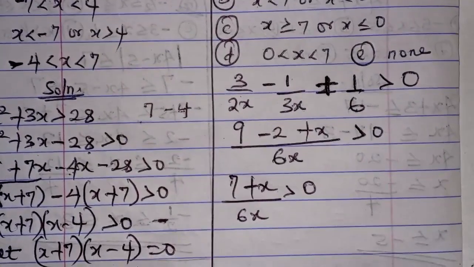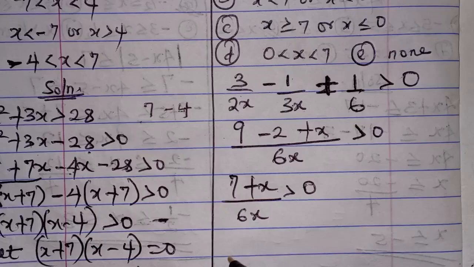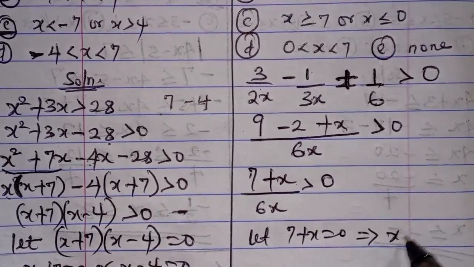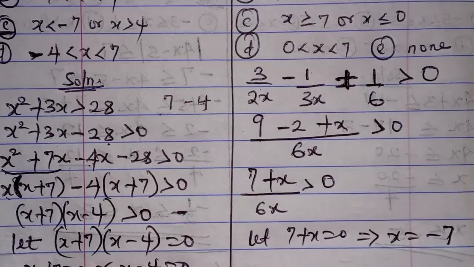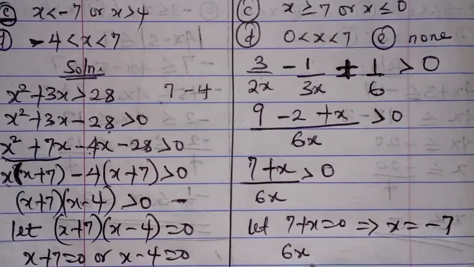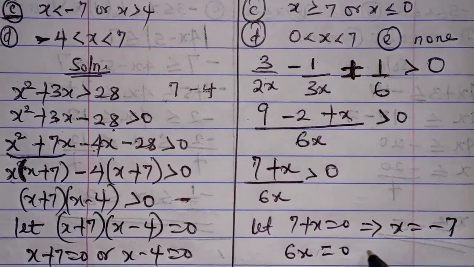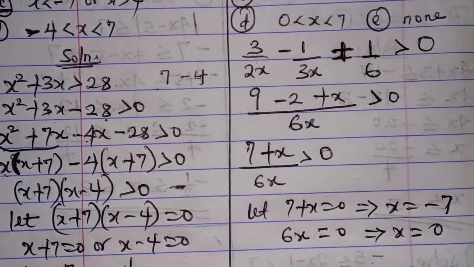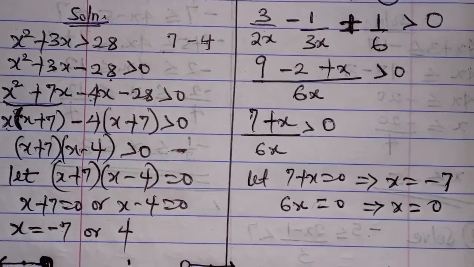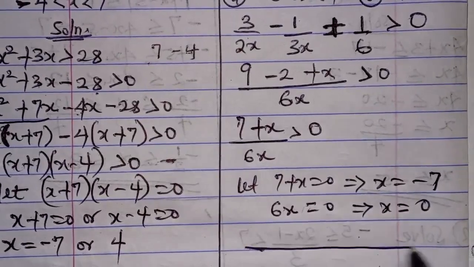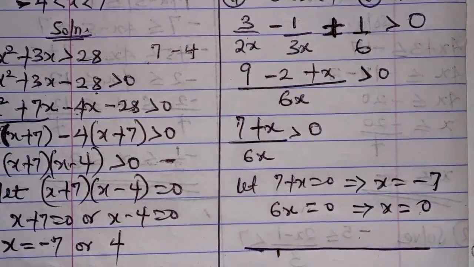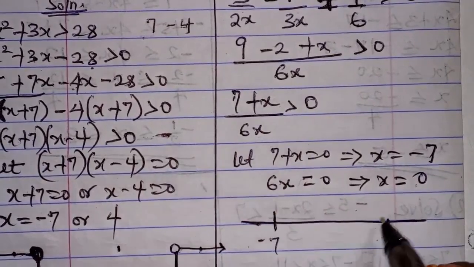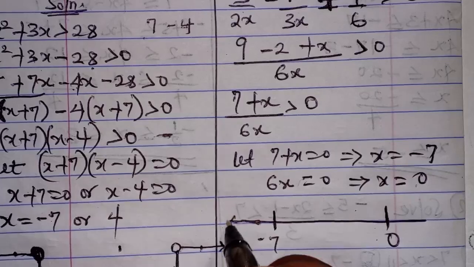So this is what I will do. I will set the numerator and denominator equal to 0 to determine the critical points. I will say let 7 plus x equal to 0. From here, x equals minus 7, right? And I will say let 6x, which is at the bottom, be equal to 0. And from there, x is equal to 0. If you divide 0 by 6, we get 0. So I will use these 2 points to form a number line, that is minus 7 and 0. Three regions that we have.